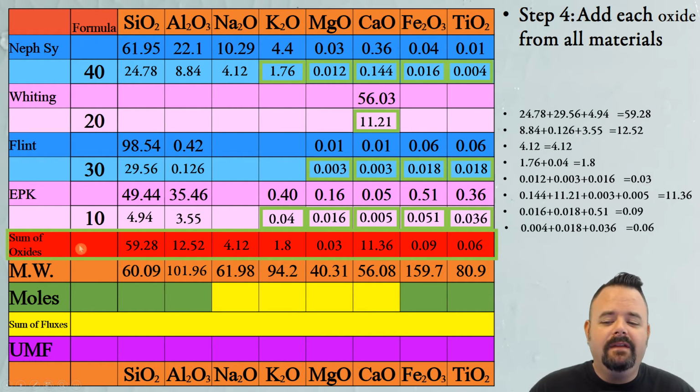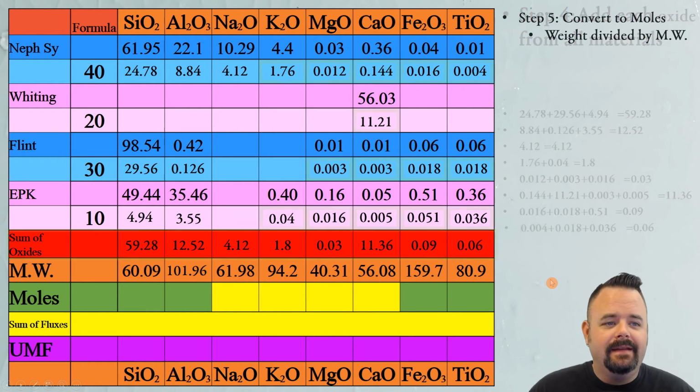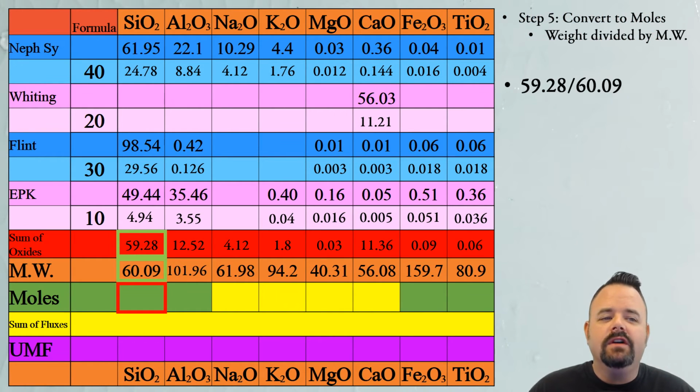So now we have this column, the sum of the oxides, and this is the total amount of each individual oxide in the glaze as a whole. Okay, on to the next step. We need to convert to moles, and the formula for that is weight divided by molecular weight. And the weight is the number we just calculated, the sum of the oxides, and the molecular weight is the number I referenced previously. Again, silica is 60.09. So the first number is 59.28 divided by 60.09 equals 0.99.